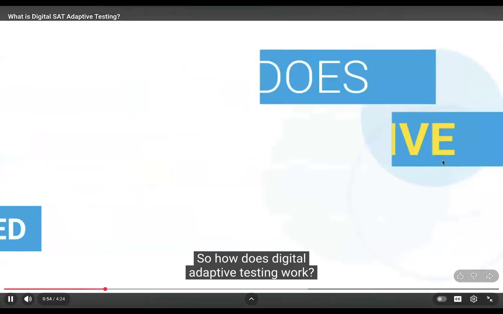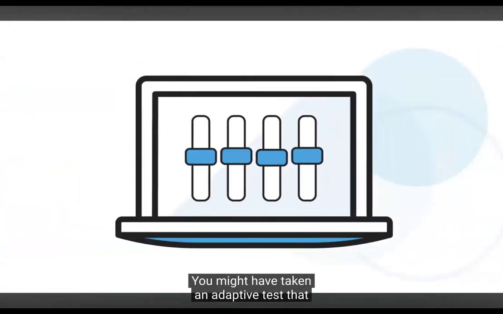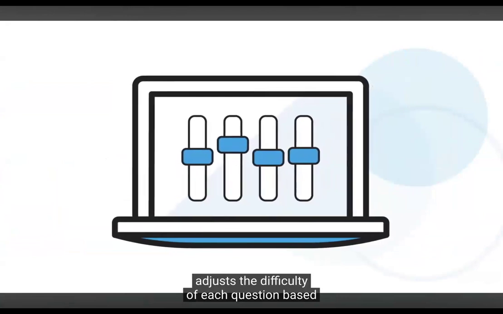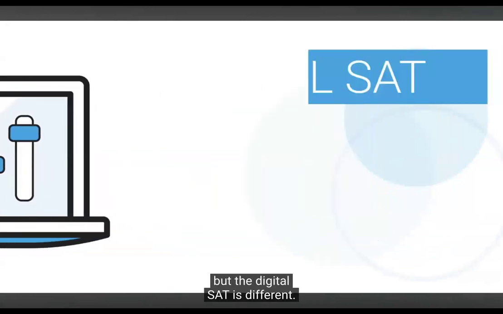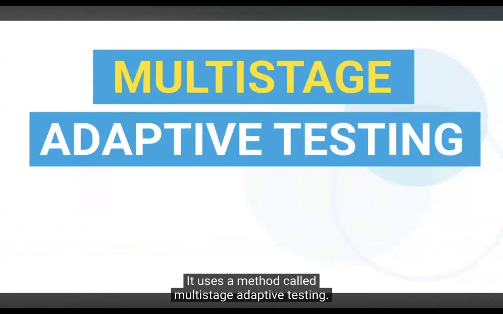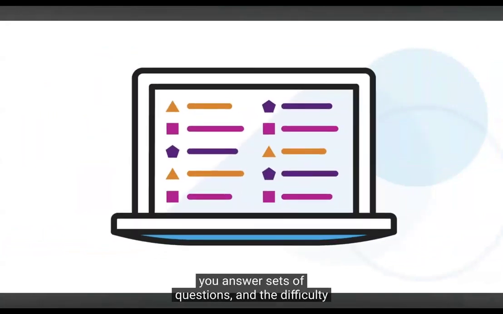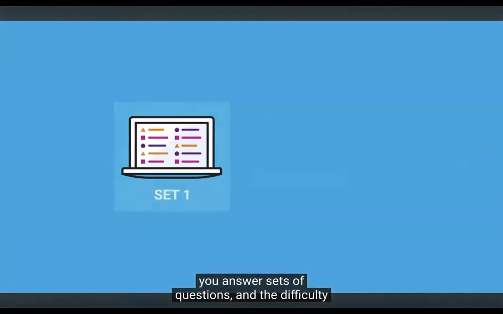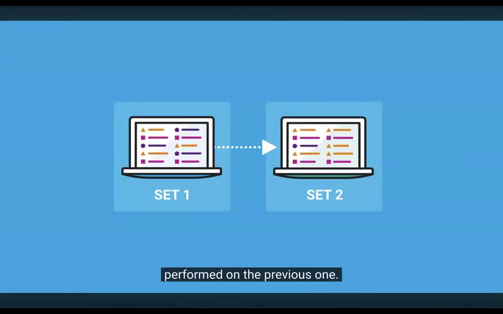So, how does digital adaptive testing work? You might have taken an adaptive test that adjusts the difficulty of each question based on how you answered the previous question. But the digital SAT is different. It uses a method called multi-stage adaptive testing. With multi-stage adaptive testing, you answer sets of questions, and the difficulty of the next set depends on how you performed on the previous one.